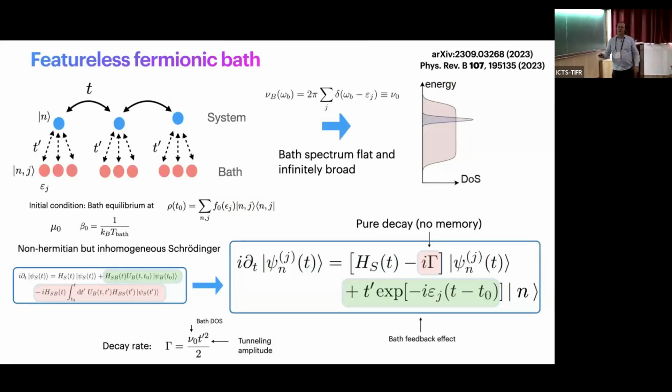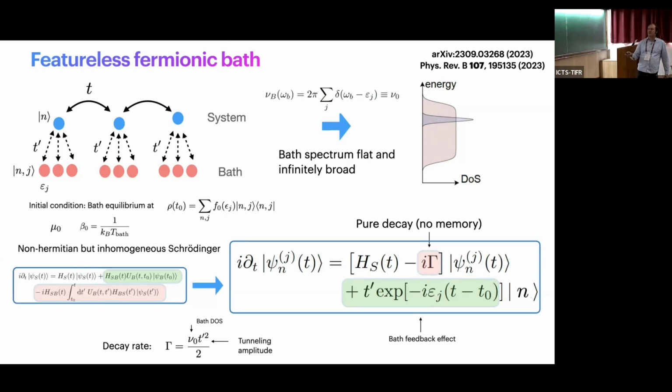Now, by making some assumptions about the bath, what we can call a featureless ideal bath, we're going to imagine that the bath is just a collection of sites with some energy levels that have a spectrum that is very broad compared to the system spectrum. It's flat and perfectly broad. It's just a bunch of random local energy levels to which you're tunneling. So under those conditions, in the limit in which this energy spectrum becomes very broad, you can show that the Schrödinger equation just becomes very simple.